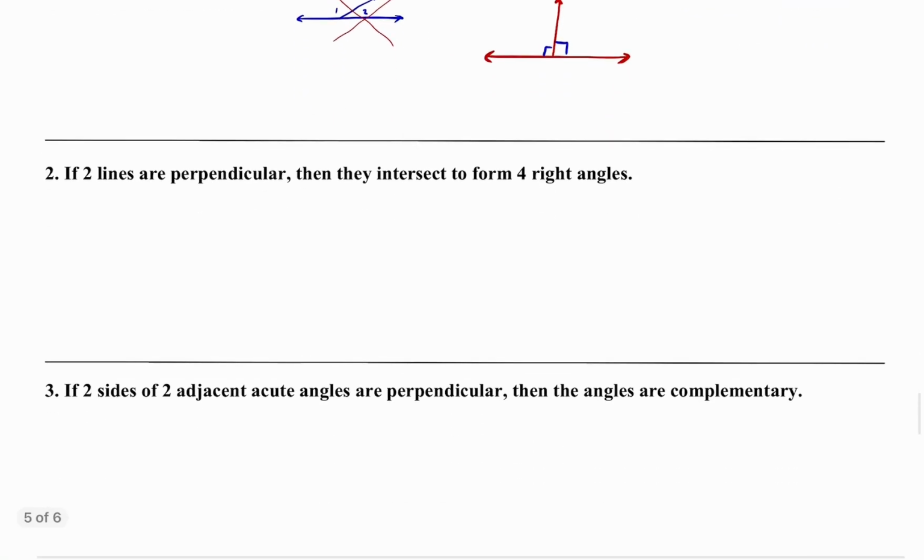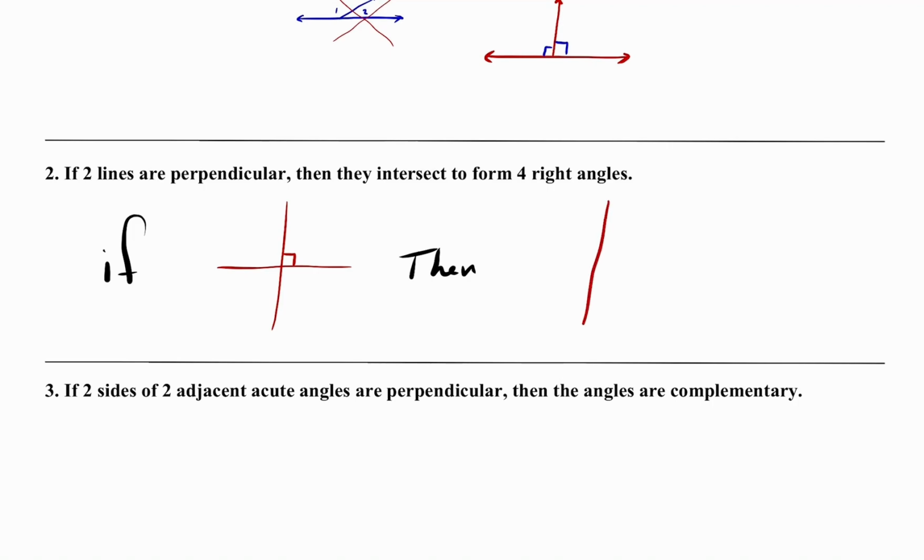So if two lines are perpendicular, then they intersect to form four right angles. So what that says is that if we know we have this picture right here, then we can say that all four angles are right angles, right? So that one makes sense, pretty straightforward here. So if one of those angles is 90 degrees, all of them are. All right, let's keep moving forward.